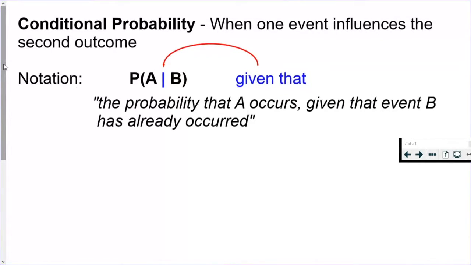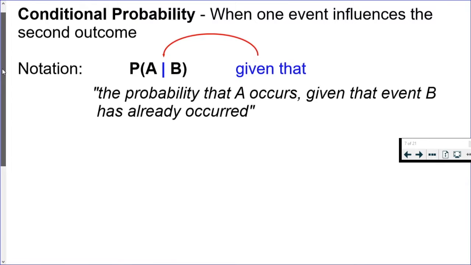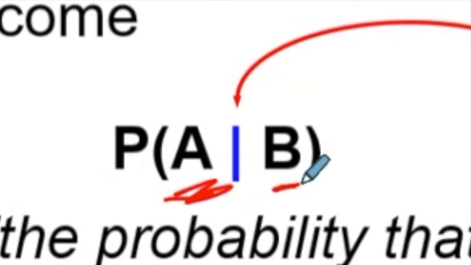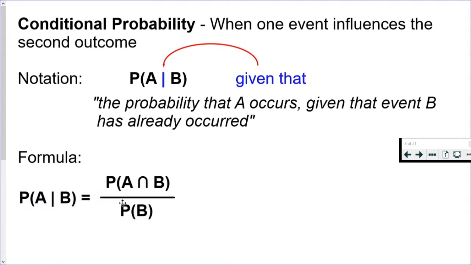All right, now here comes the big boy stuff, conditional probability. So here, this is what we talked about last time, when one event influences the other. So we have the probability of A given that B already happened. That's what our formula looks like.